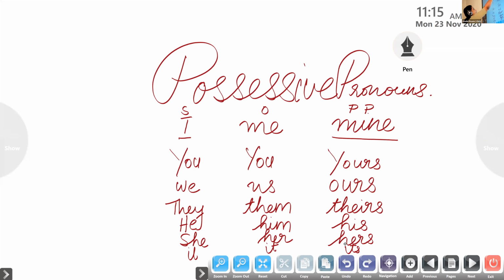So this is the way you have to learn this. Only then can we use these in sentences. For I, it is me, mine. You, you, yours. We, us, ours. They, them, theirs. He, him, his. She, her, hers. It, it, and its. So this table has to be learnt well. Is that clear to all of you children? Yes. Okay.